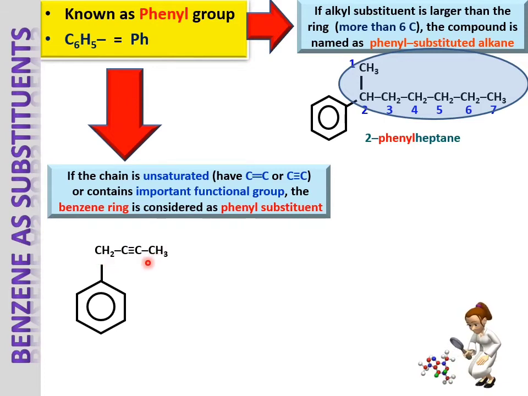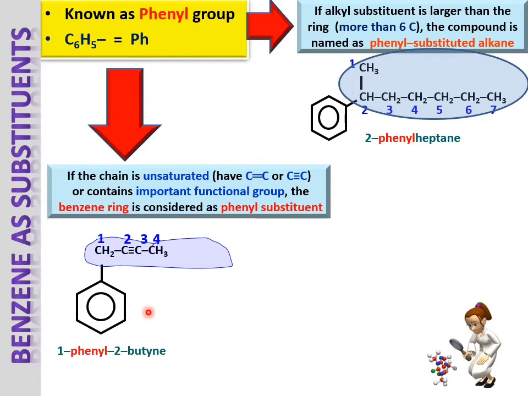Dia ada important functional group dekat situ, so dia menang. Okay, so dia akan jadi parent kat sini 1, 2, 3, 4. Nampak? So nama dia adalah 1-phenyl 2-butyne. Butyne ni tak termasuk dalam syllabus you all lah, tapi sajalah belajar kan.